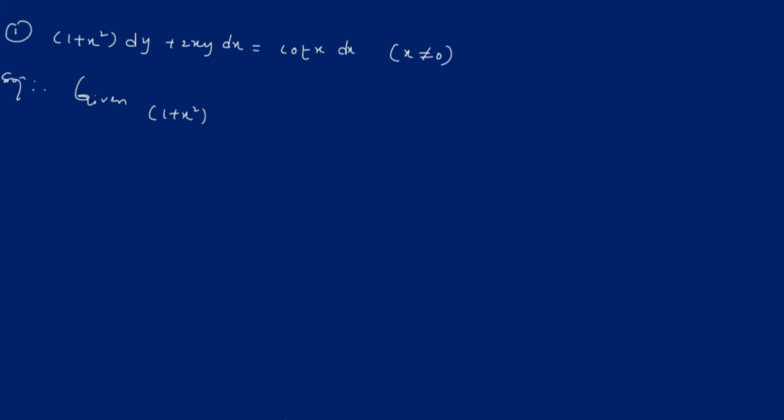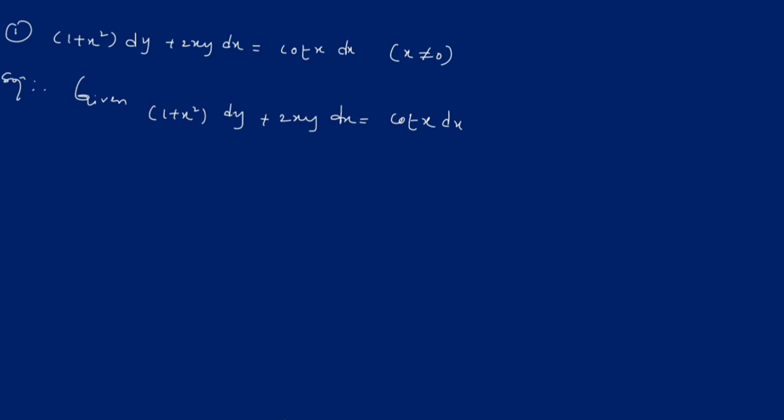The next example is today's series. Example 1: (1 plus x square) dy plus 2xy dx equals cot x dx, where x is not equal to 0. This question is given. Let us consider the given solution. Write the given equation once again: (1 plus x square) dy plus 2xy dx equals cot x dx.